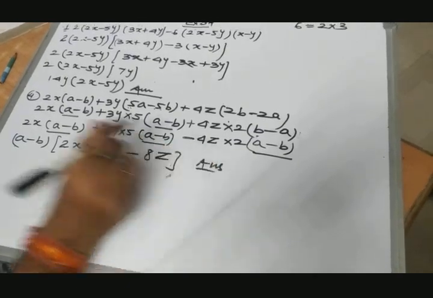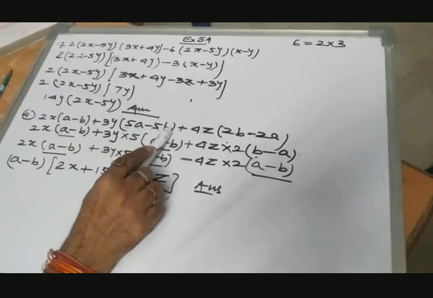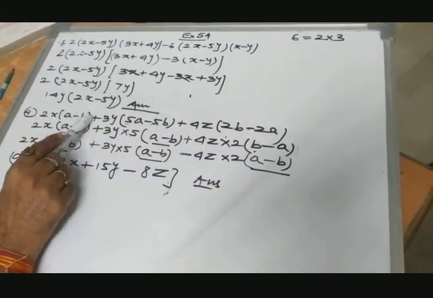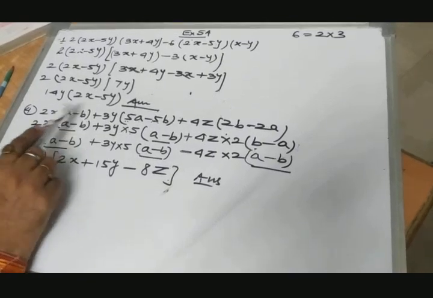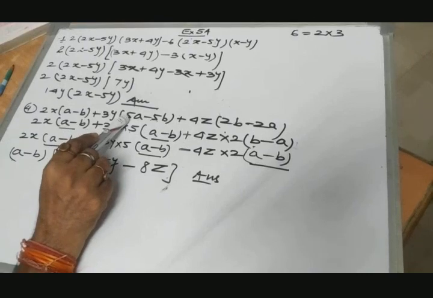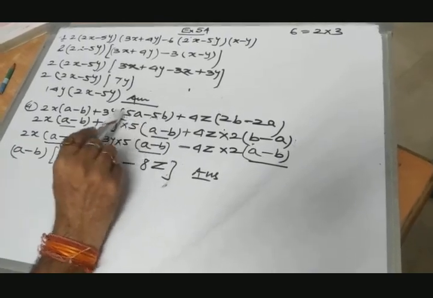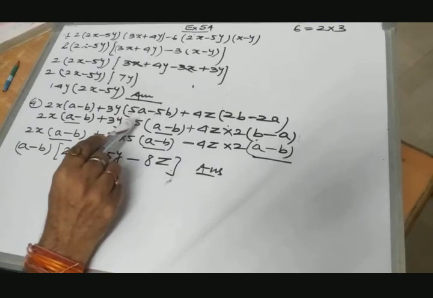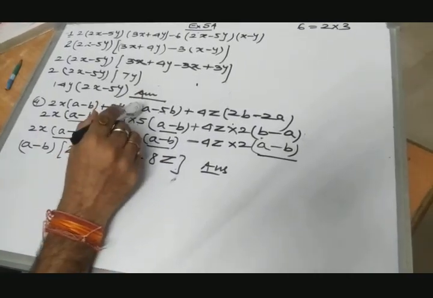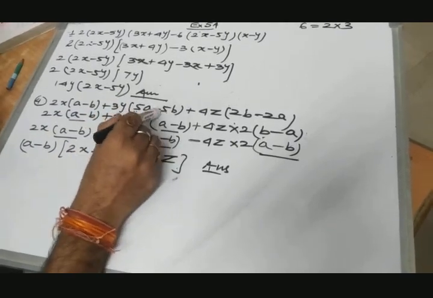फिर से समझिए, 2x a minus b, 3y 5a minus 5b, 4z 2b minus 2a. 2x a minus b does not contain any same term, but here a contains coefficient 5, b contains coefficient 5, both have the same coefficient, so 5 is taken as the common. Now we will divide, we take the common in 5a and 5b.